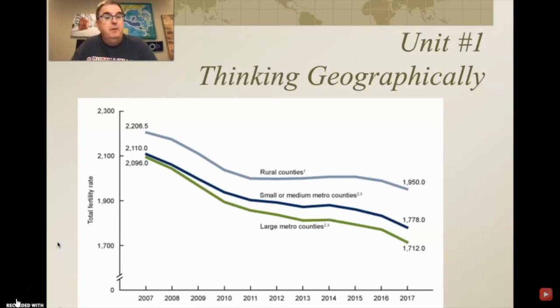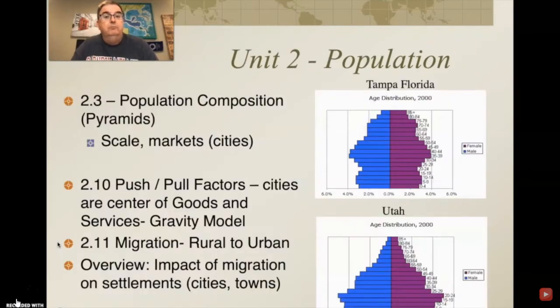So keep that in mind. Now, I just mentioned population to you, and there's a variety of connections within the population unit that we need to be aware of. So 2.3 here is population composition and pyramids. And two big concepts come to mind here. It mentions in here scale and markets. Well, what are cities? Markets. One of their biggest things is that goods and services are provided there.